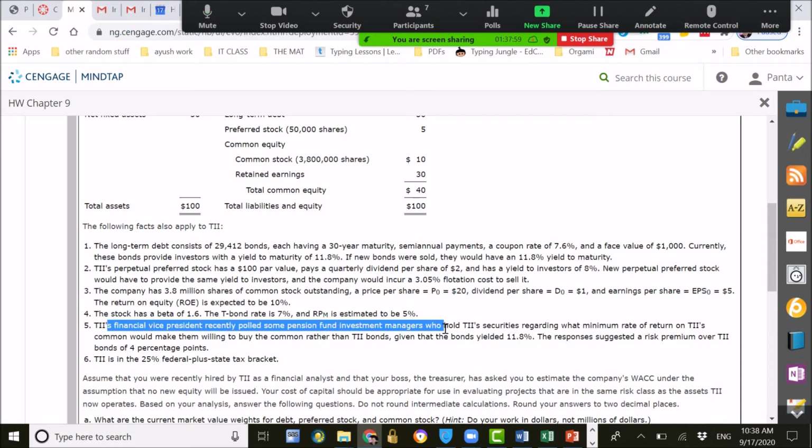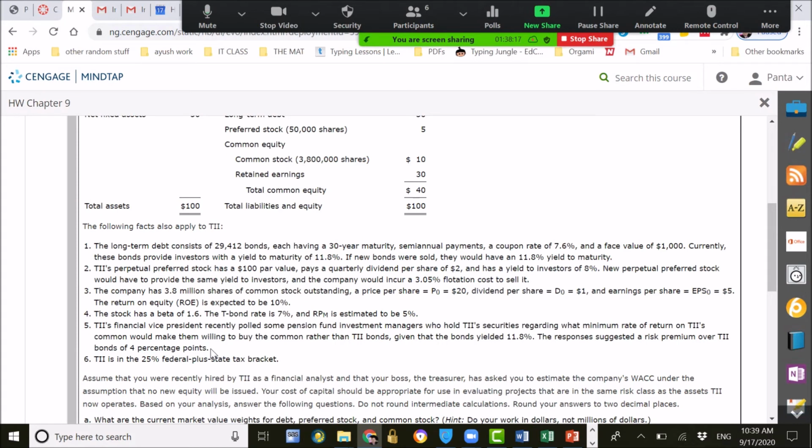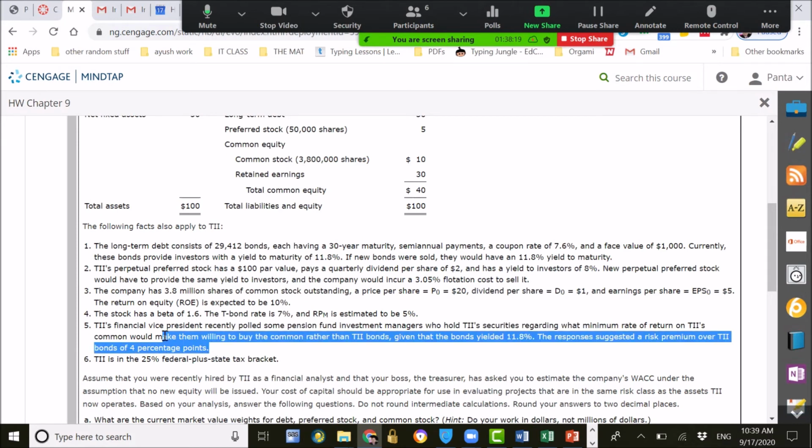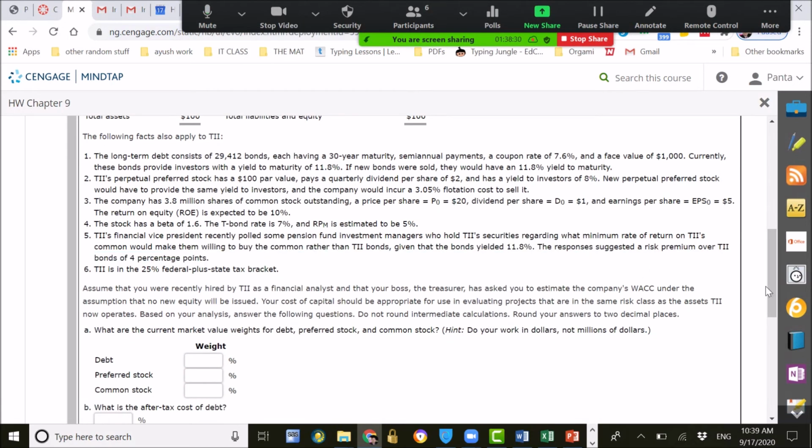Over here, there's a bond and it gives the yield of 11.8%. The response is the risk premium. So this is another approach to calculate the cost of equity: the risk premium on the bond plus the given value. And then the tax rate.